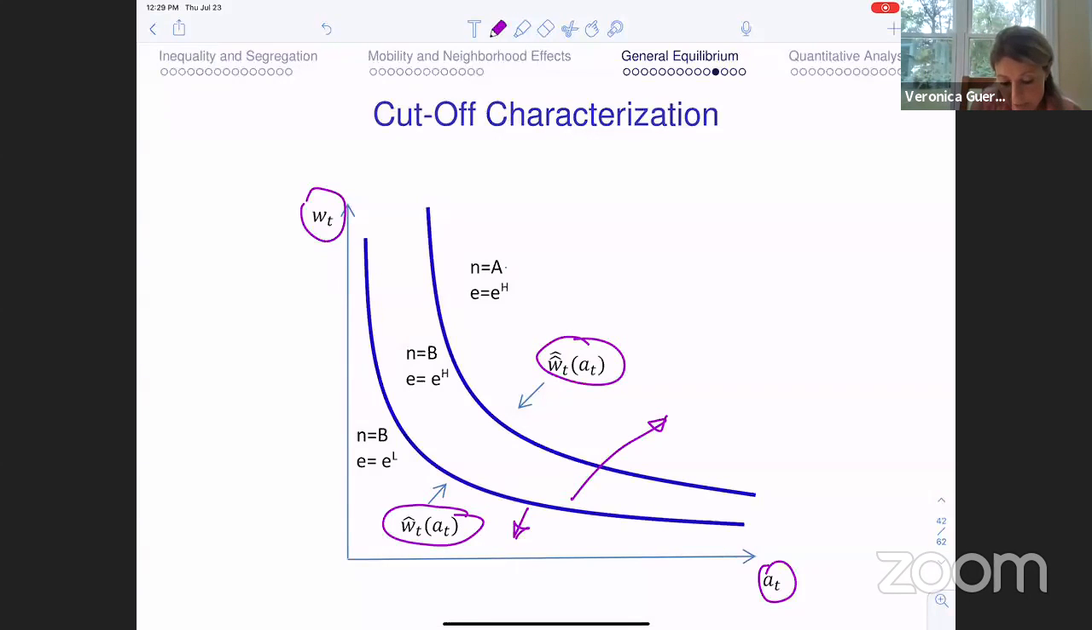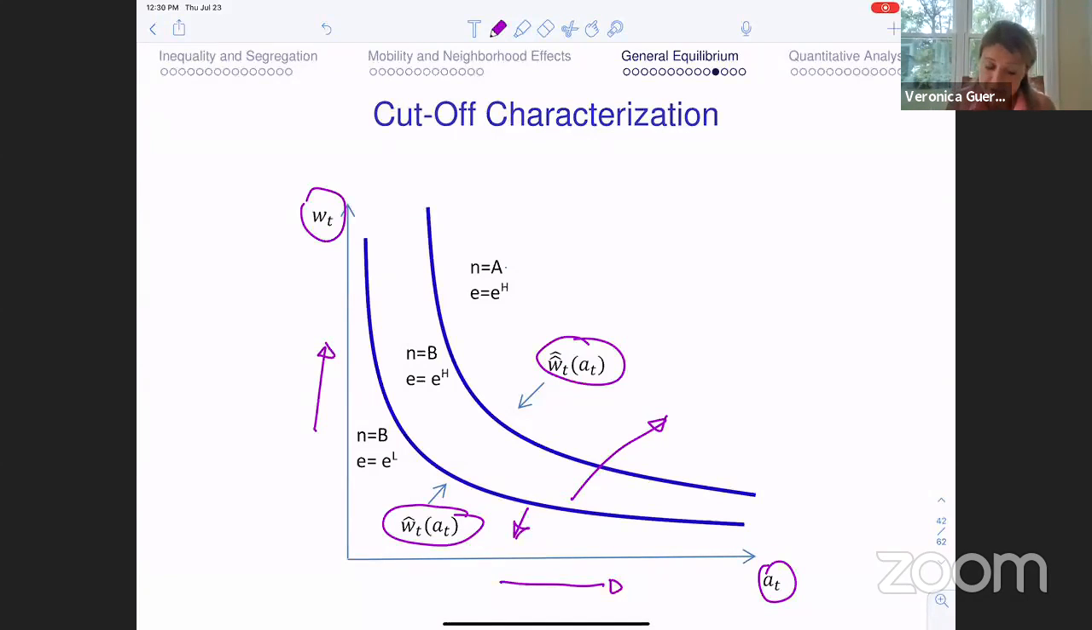So who is choosing higher education? People who have more talented kids or richer families. Why? Well, because if you're richer, you are more willing to pay for the higher cost of education. And if you have more talented kids, and here the important thing is the complementarity between talent and education, you know that the return to education is higher, so you are more willing to pay for it.